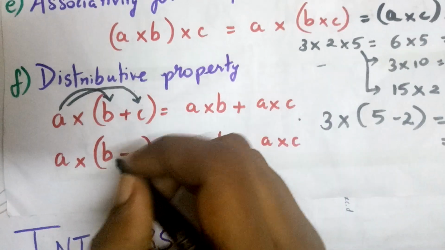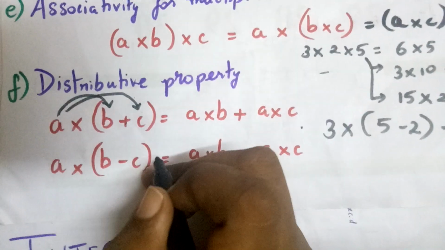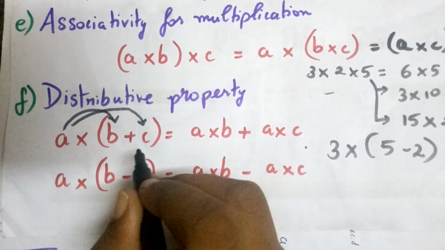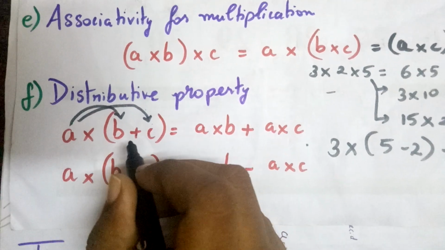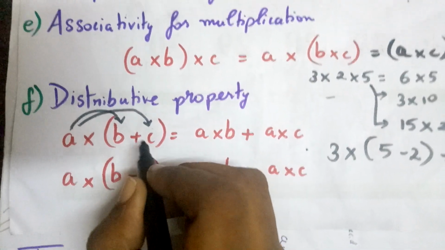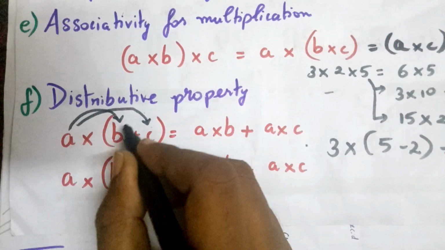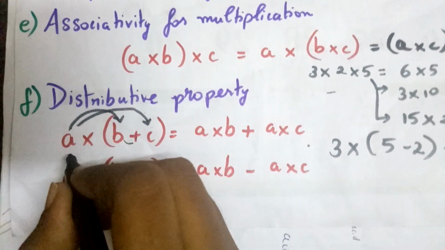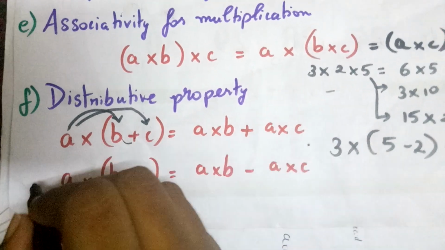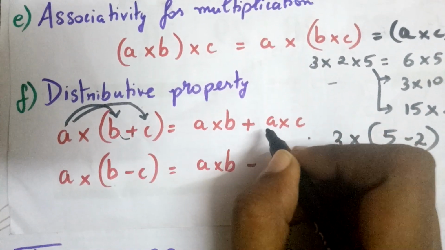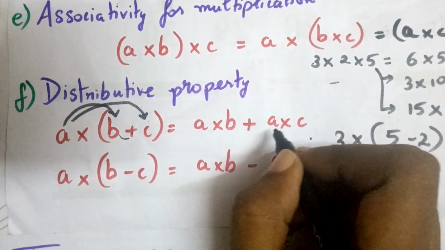Distributive property. The distributive property involves multiplication over addition or subtraction. First addition, a into b plus c. Here a distributes over b and c with regard to the addition sign. So here a into b and a into c should be added. So it's a into b plus a into c.